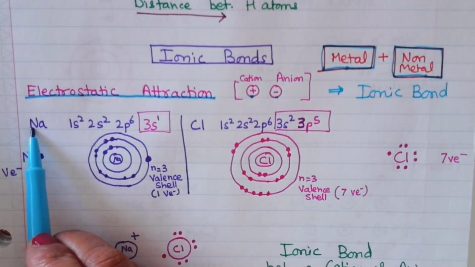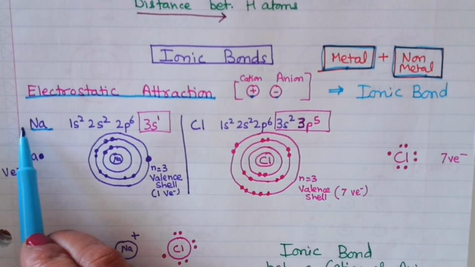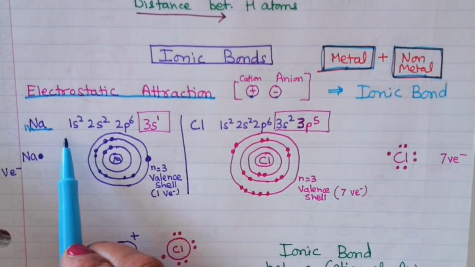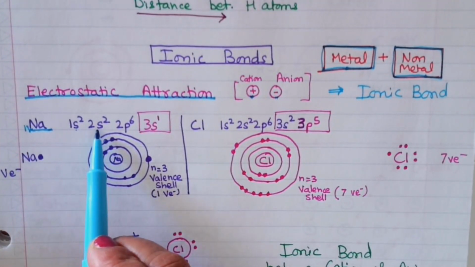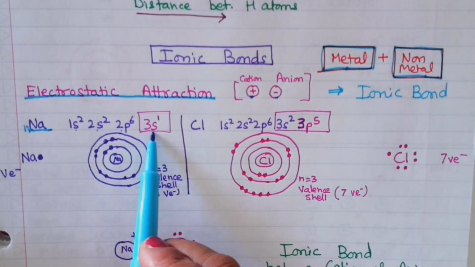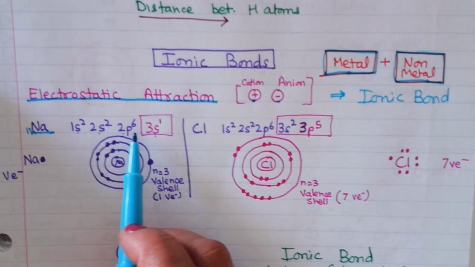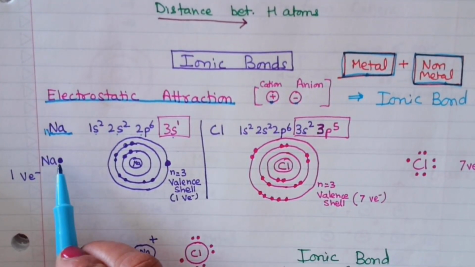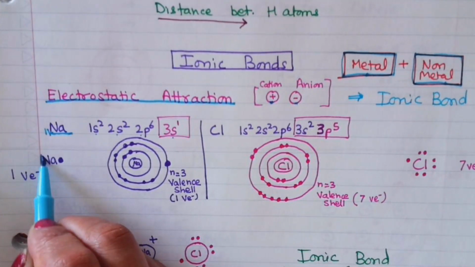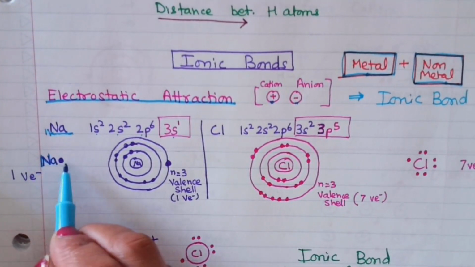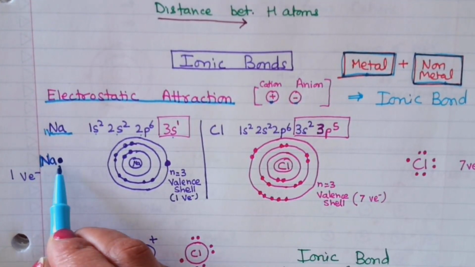Now sodium has 11 protons, or atomic number of 11, right? It has a configuration of 1s2, 2s2, 2p6, 3s1. So it has one valence electron. Sodium has one valence electron. So I can write the symbol of sodium, and then show one valence electron.